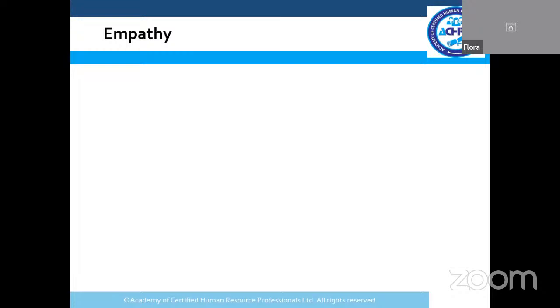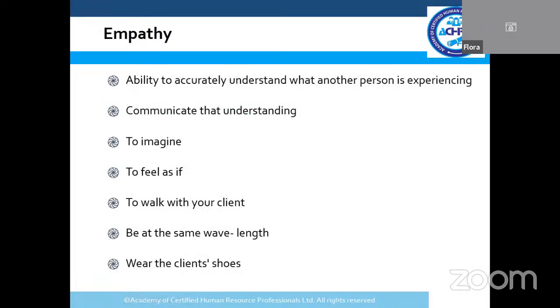So what I can say, when we talk about empathy is whereby when someone is sharing his or her issues, you can have that ability to accurately try to understand another person's experience. If you really try to understand what I was going through, then you are empathizing with me. And you have to communicate it back to me that you are really understanding what I'm talking about.